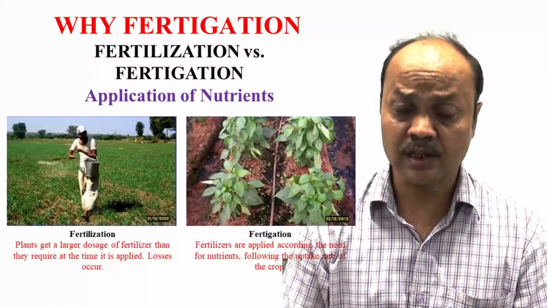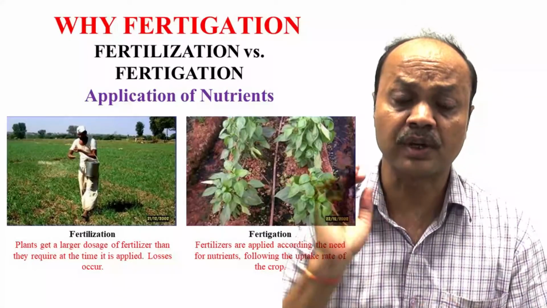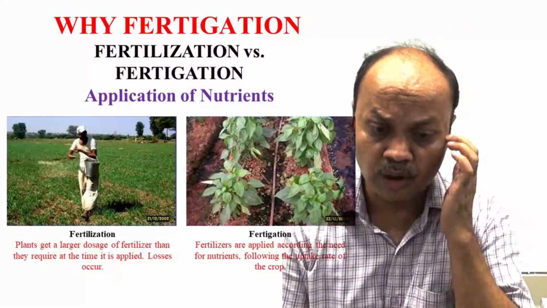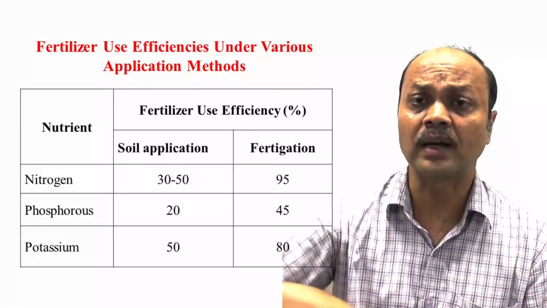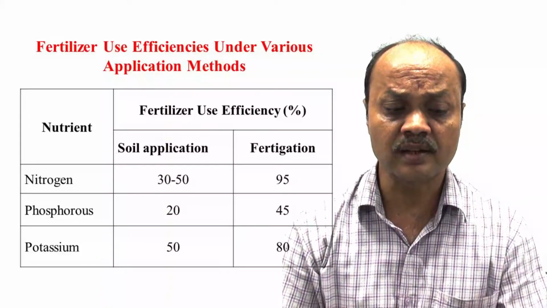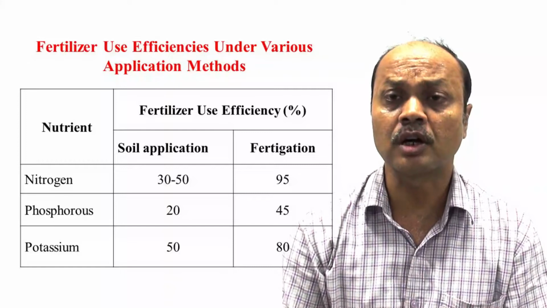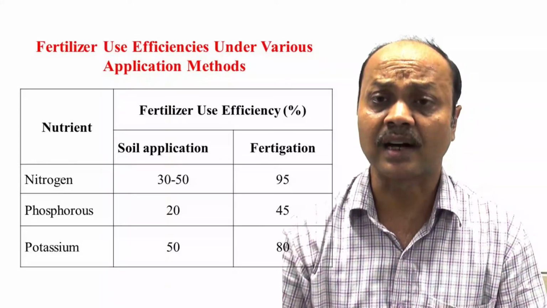As and when needed, depending upon your plant growth stage, you can apply different doses of fertilizer, giving the water soluble fertilizer through the drip system. Just for comparison, in soil application by broadcasting, where you are giving non-water soluble fertilizer, the nitrogen fertilizer use efficiency is 30 to 50%, and 95% in case of fertigation. This is a broad range of data that has been given.